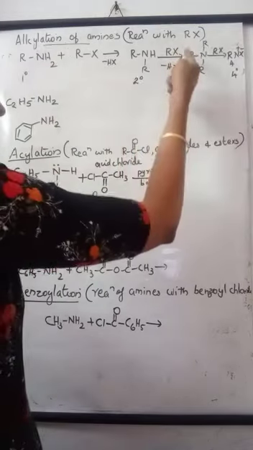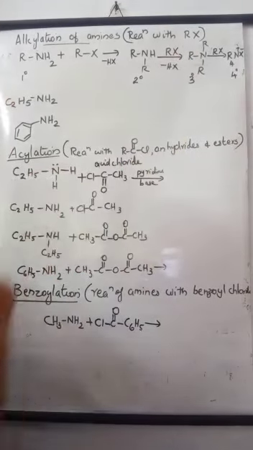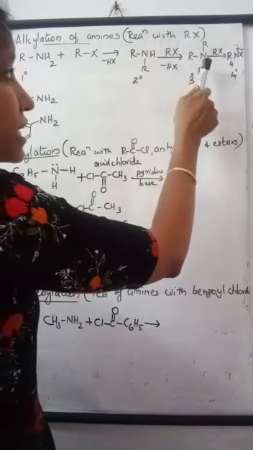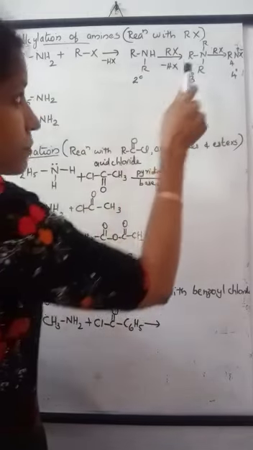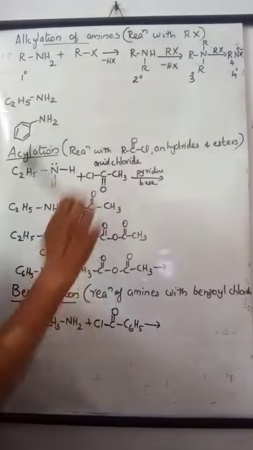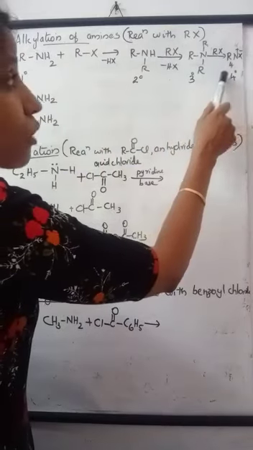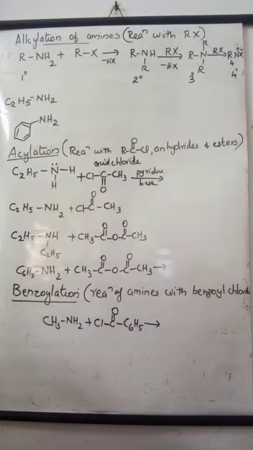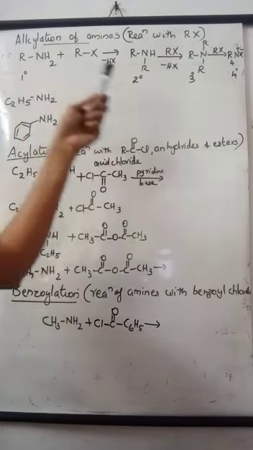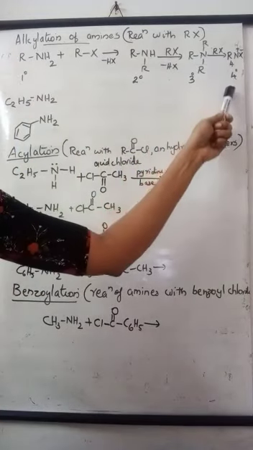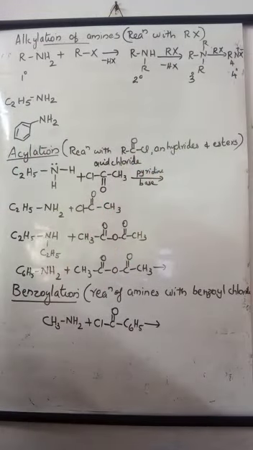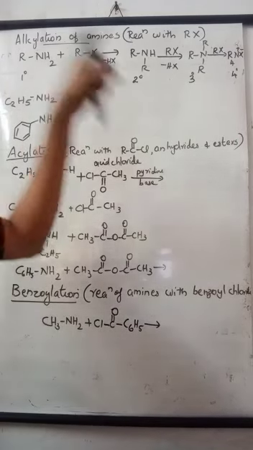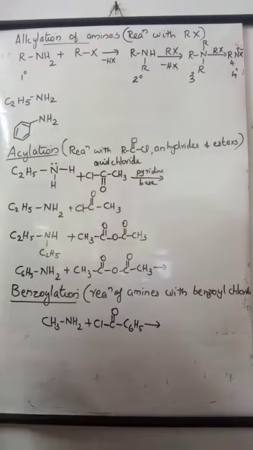Secondary amine on further alkylation, on reaction with a second molecule of alkyl halide, gives tertiary amine. This hydrogen atom of the secondary amine is replaced by another alkyl group. We get tertiary amine, R3N. When tertiary amine further reacts with another alkyl halide molecule, we get quaternary ammonium salt, R4N plus X minus. So primary amine on alkylation gives secondary, which gives tertiary, which on further reaction with alkyl halide gives quaternary ammonium salt. So this reaction can be used for converting primary amines to secondary or secondary amines to tertiary.